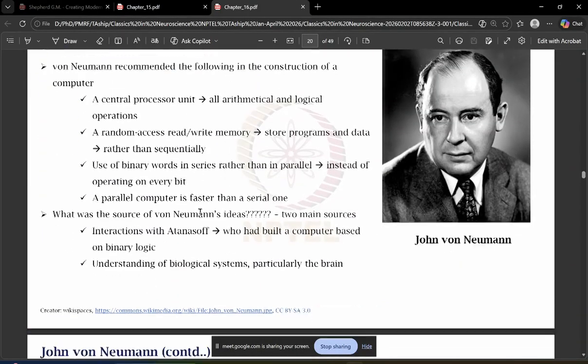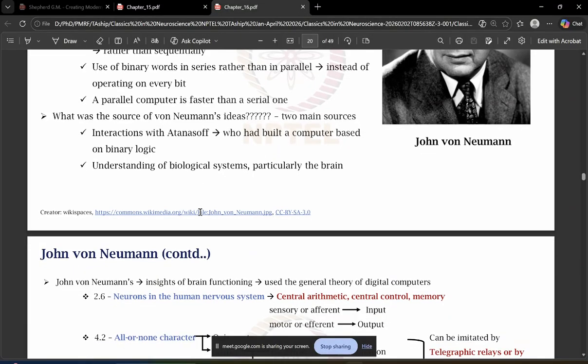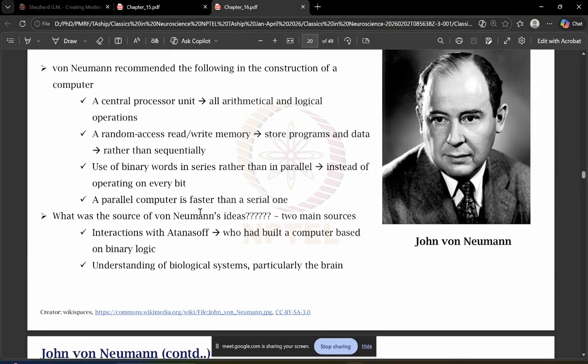But what is disputed, or not disputed actually, what people speculate, or what people find a little... people say that could be the reason for the source of Neumann's ideas.